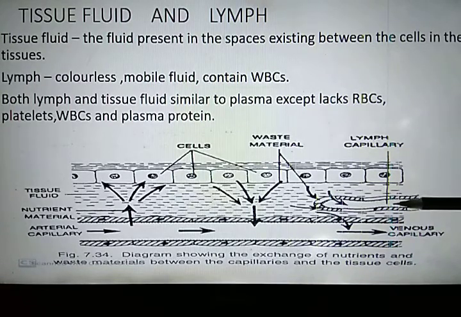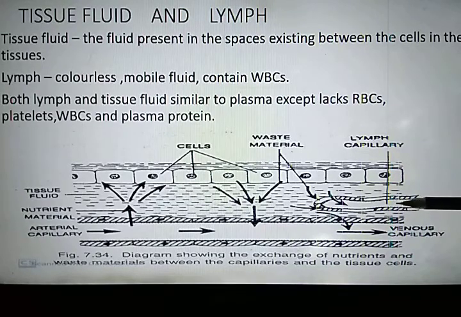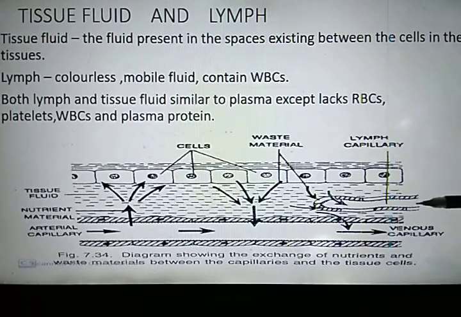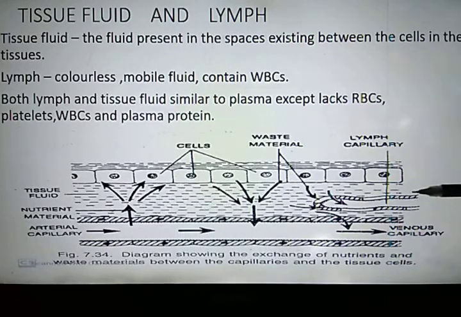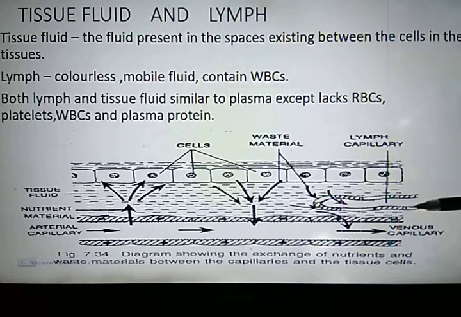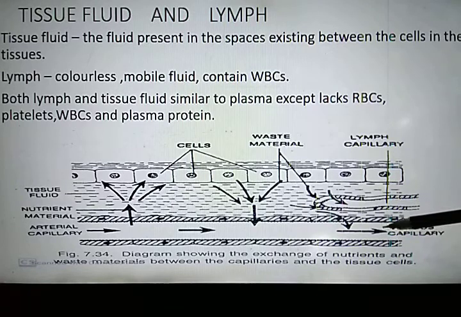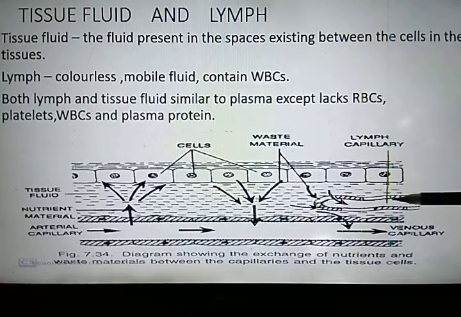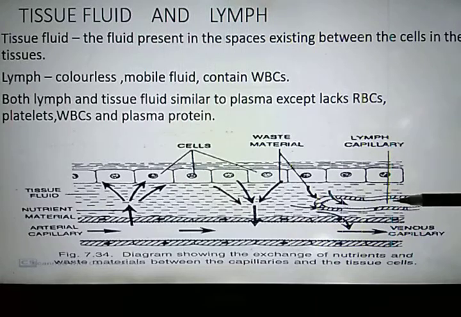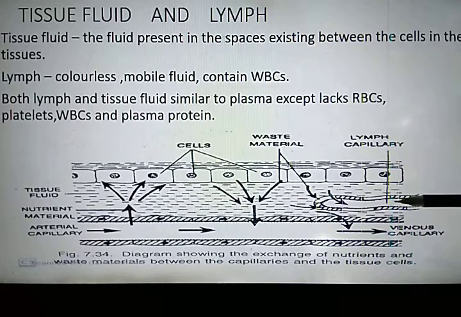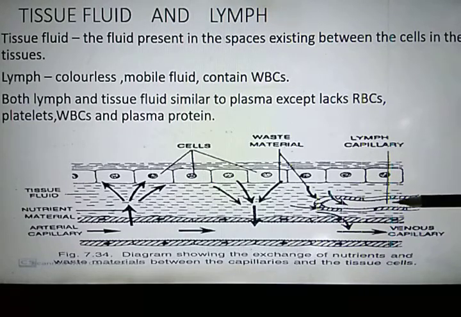This lymph capillary later on combines to form lymph vessel. Lymph vessels at some regions, as you have done in your class 10th, form swollen structures known as lymph nodes, which are the site for the synthesis of WBC. So you can also say lymph is a colorless mobile fluid which is similar in composition to tissue fluid, but it lacks RBC, platelets and some plasma protein. It also contains WBC, which is responsible for providing immunity to the person.